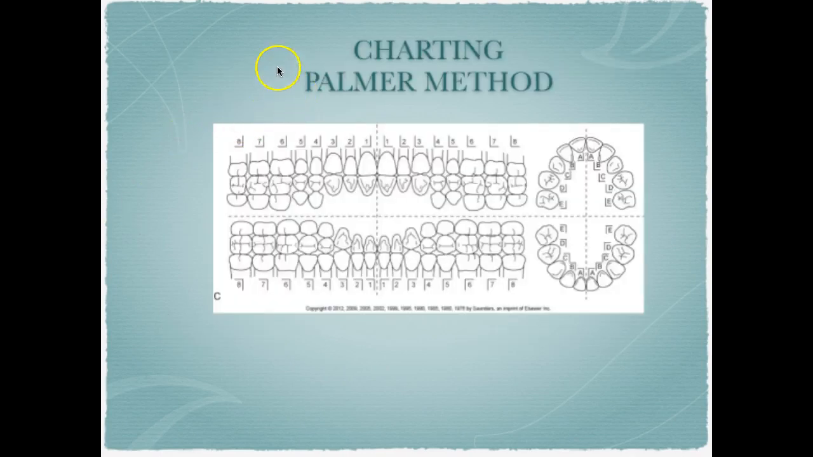Lastly, I want to cover the charting method. The orthodontic specialty is the only dental specialty to use the Palmer method. And if you remember the Palmer method, all of the teeth in a quadrant are numbered starting with the anterior teeth 1 through 8 to the posterior teeth, and then we use the brackets to determine which quadrant we are referring to for the teeth, and the same with the primary dentition.